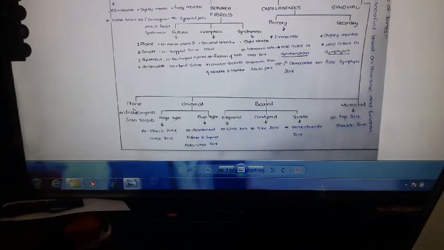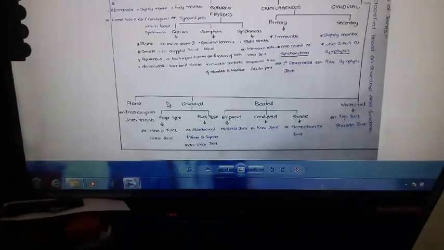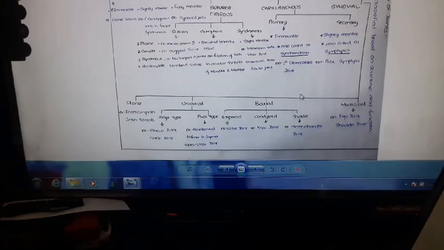Then come to the synovial type. The synovial type is again classified into plane type, uniaxial type, biaxial type and multiaxial type. So plane type, uniaxial type, biaxial type and multiaxial type. Plane type joints are present in the plane type. So these are plane joints.